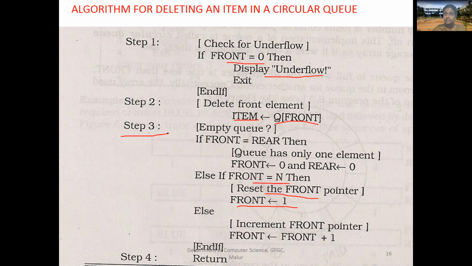In case front is n, the maximum size of the queue, if that value is reached, then what you have to do? You have to reset the front and make the front 1. The last option is, if front is not in the 0 state, nor in the n position, you can just increment the front. So the item gets deleted and front gets incremented. So this is how our deletion operation works.